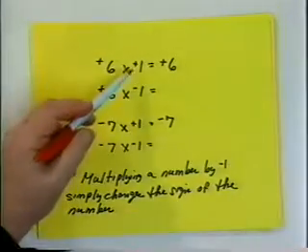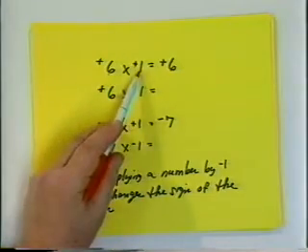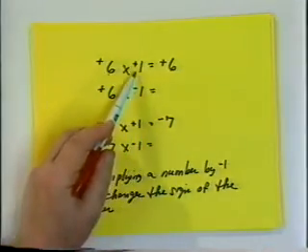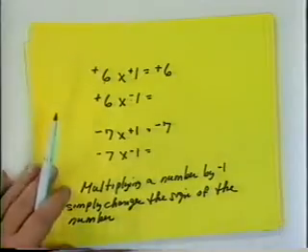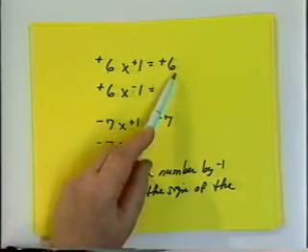Let's see the difference between multiplying by 1 and by negative 1. What's positive 6 times positive 1? Positive 1 is the same as 1. Multiplying by 1 doesn't change anything. So positive 6 times positive 1 is positive 6.